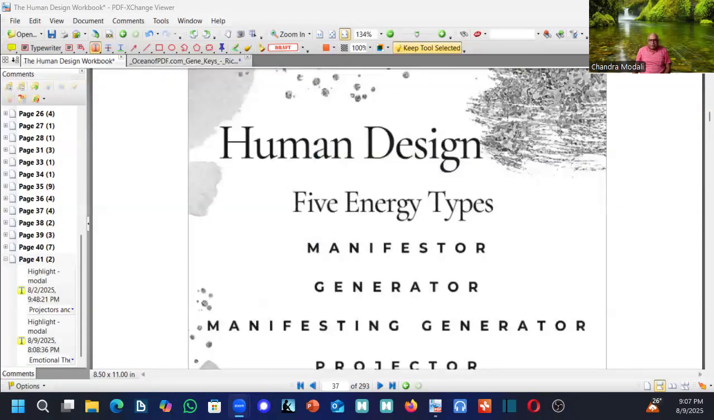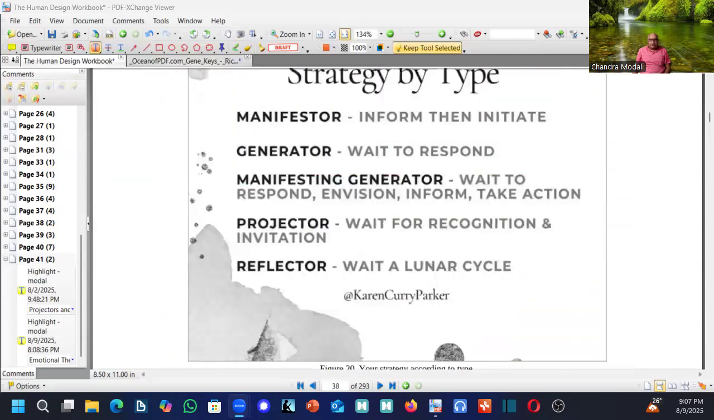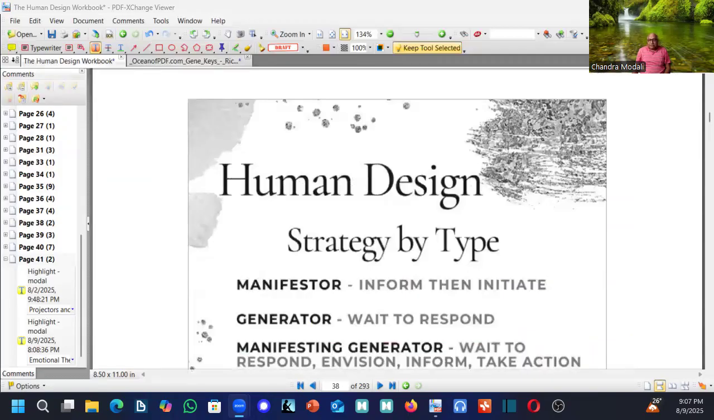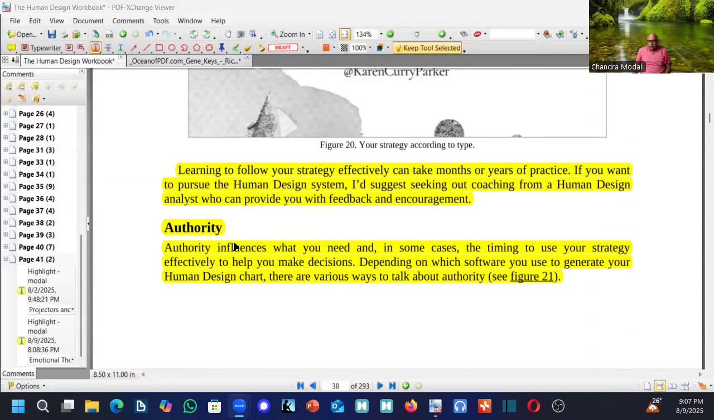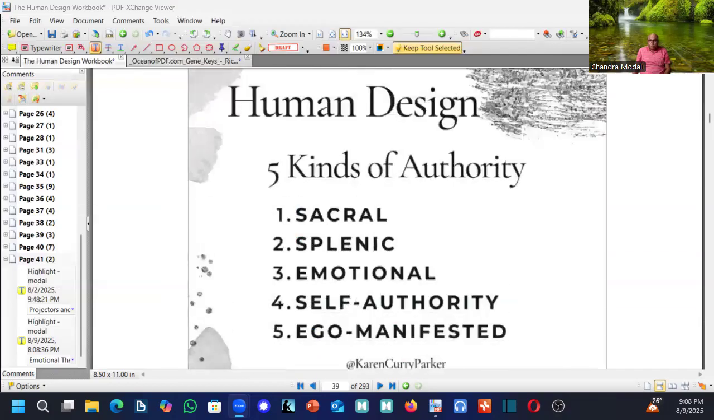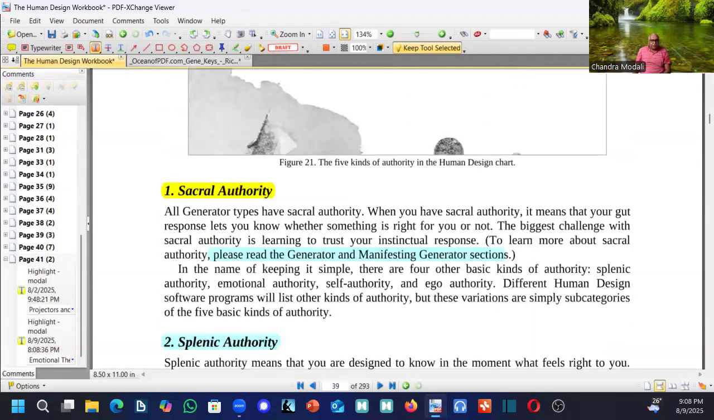Okay. So when we started with the energy types, we completed the energy types, then each energy type has got a strategy. That means that is what you are going to be governed by. Okay. Then each of them has what you call an authority. Authority influences what you need, and in some cases, the timing to use your strategy efficiently to help you make decisions. So this gives you that definition also. Okay. So there are 5 kind of authorities. If you see, all of these are associated with one of the centers. Okay. And these centers are going to convert your thoughts to actions. So this becomes important from that perspective.